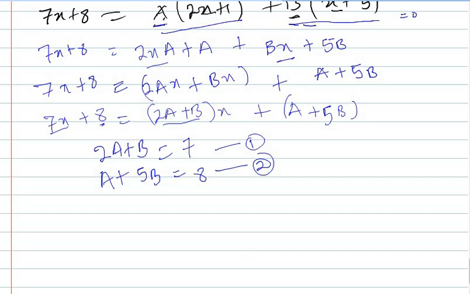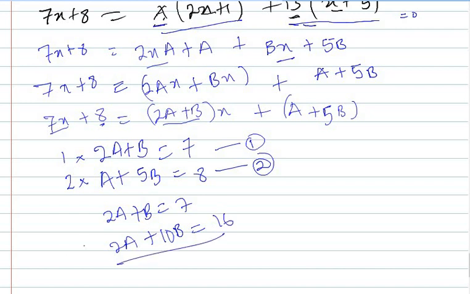So let's use simultaneous equations. You have to make one of the coefficients the same. If you multiply this by 2 and then this by 1, it is going to make this equal to 2a. The first one is 2a plus b is equal to 7, and the second one is 2a plus 2 times 5, which is 10b, is equal to 8 times 2, which is 16.